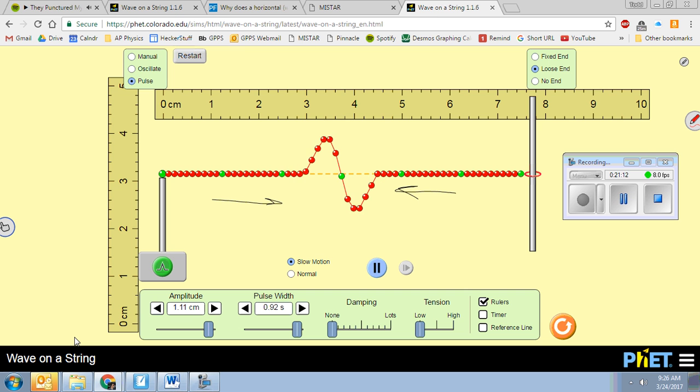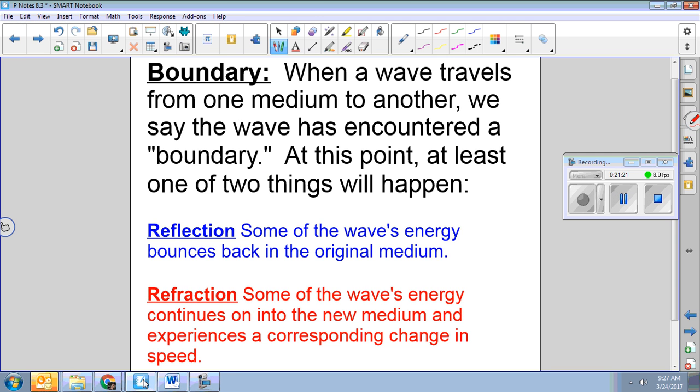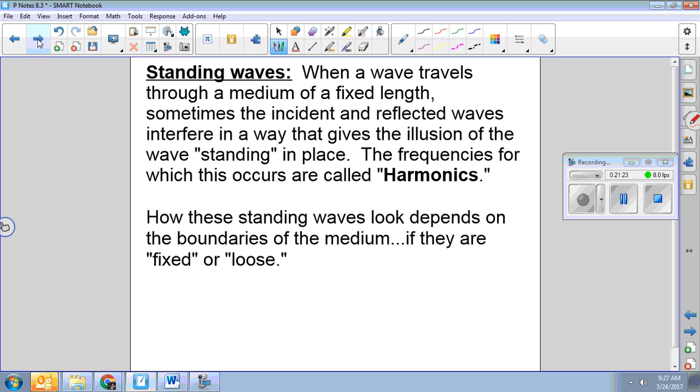Anyway, so are we good with reflection and refraction? Okay. Where was I? Okay, so that's that. All right. Standing waves. I think this is the last part where you can write a whole bunch of definitions. There's some other stuff, but most of the other stuff is drawings.